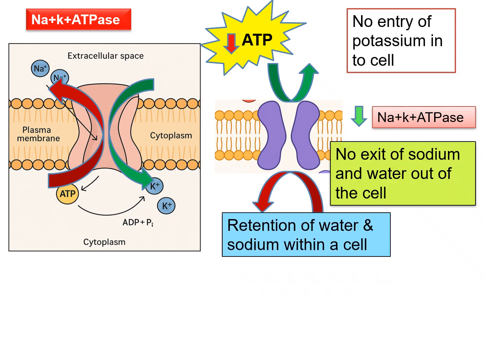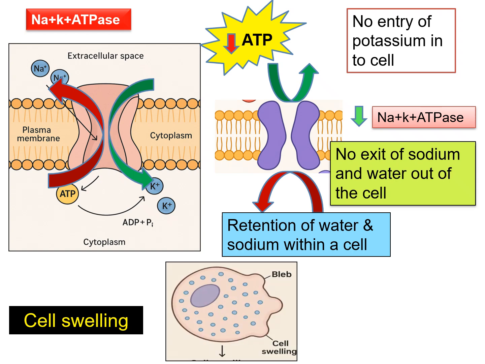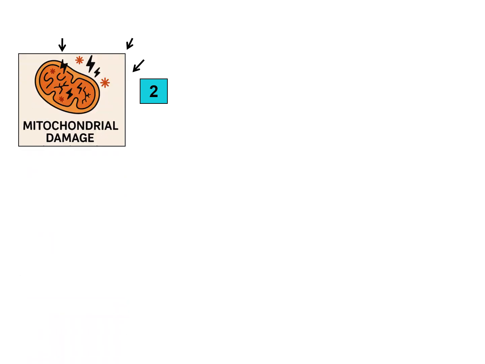So there is no exit of sodium and water out of the cell, and there is retention of water and sodium within the cell, and because of this retention of water, there is cell swelling. So here you can see there is cell swelling and membrane forms into blebs. So there is cytoplasmic swelling, blebs formation and loss of microvilli, which are the features of reversible form of cell injury.